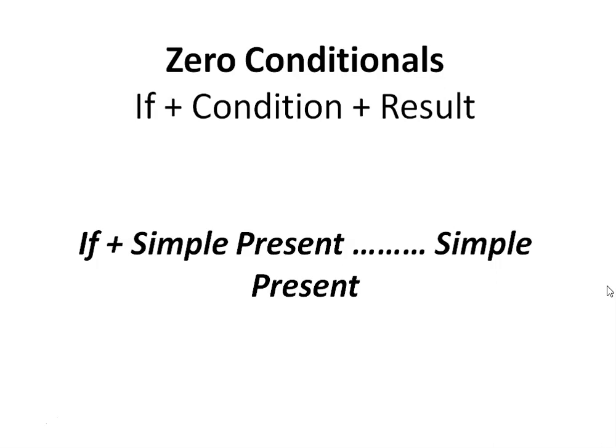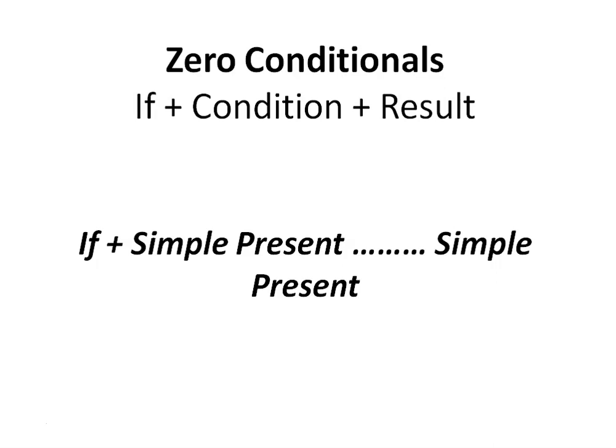The structure is if, condition, result. Okay, this is a concept, and the structure is if plus simple present. And in the next clause you will find simple present. That means in both clauses we find the same tense, that is simple present. Or we can also make a shortcut: simple present, simple present. Simple present is the shortcut for zero conditionals. Let's see some more examples to understand the zero conditionals.